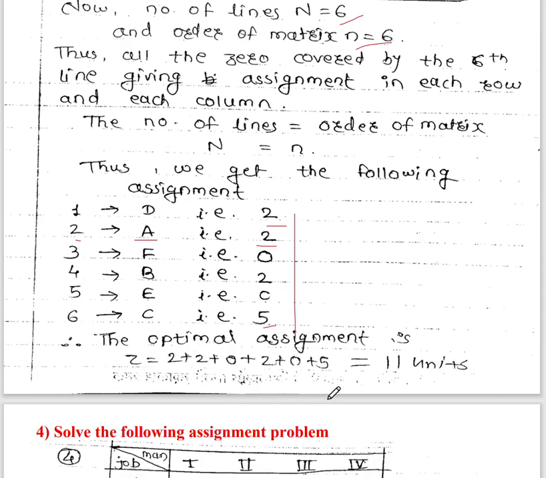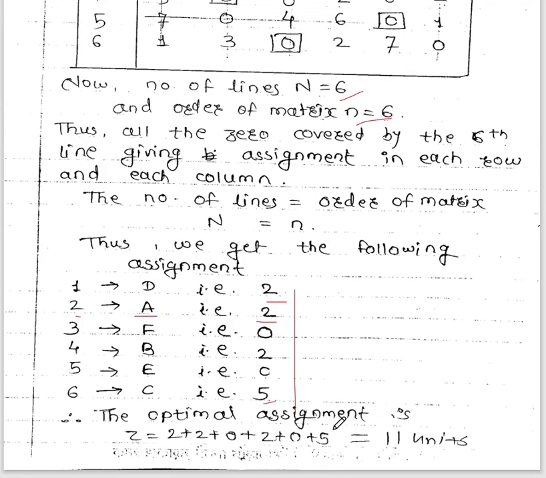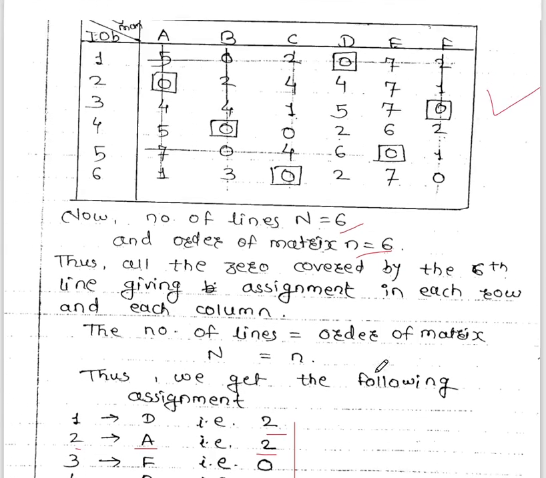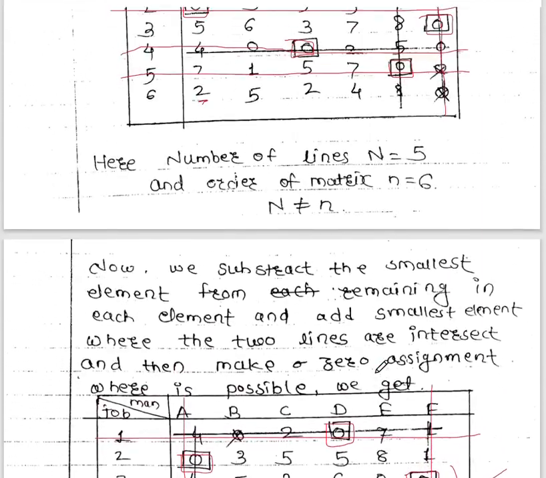Therefore, the optimal assignment is Z equal to the addition of these terms. So you will get 11 units. Okay, so this is an example of the unbalanced type of assignment problem. In this way you can solve any type of unbalanced problem. For that you have to add one dummy zero.